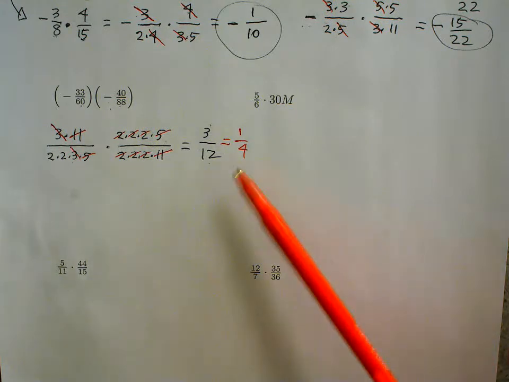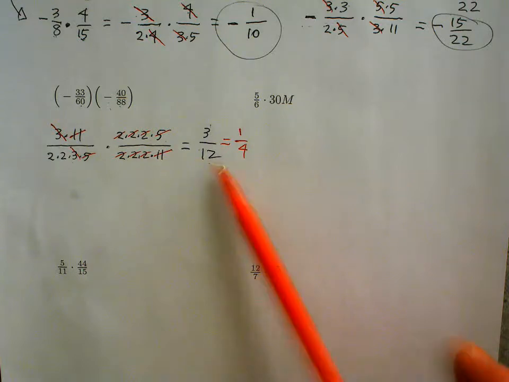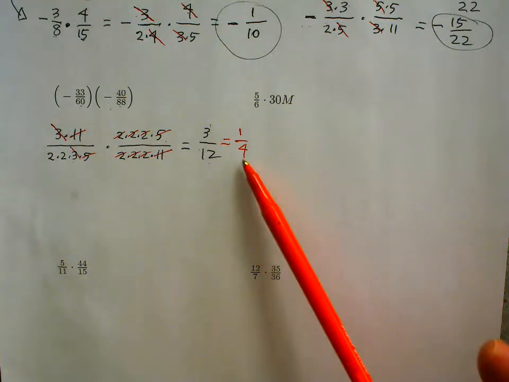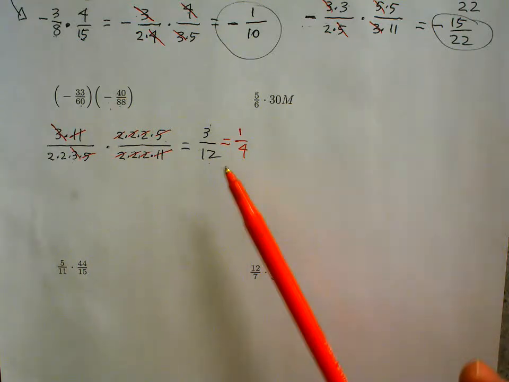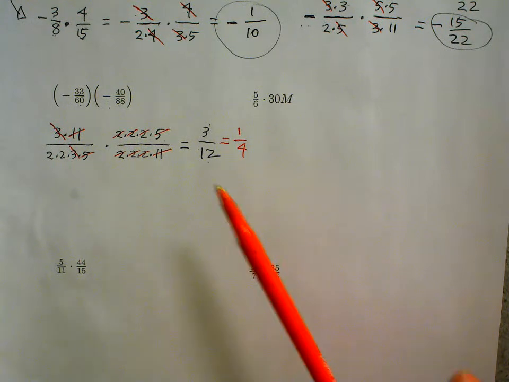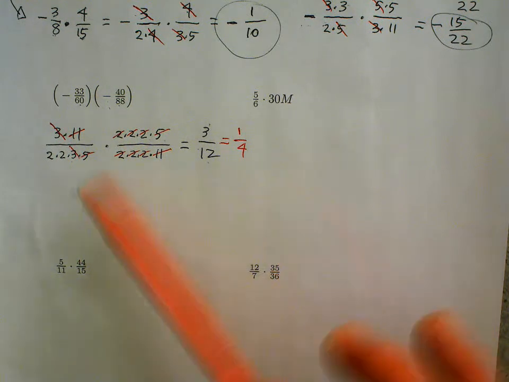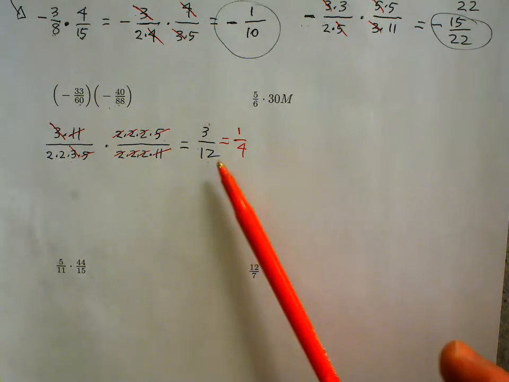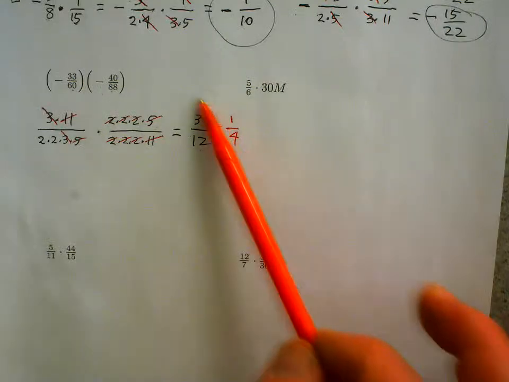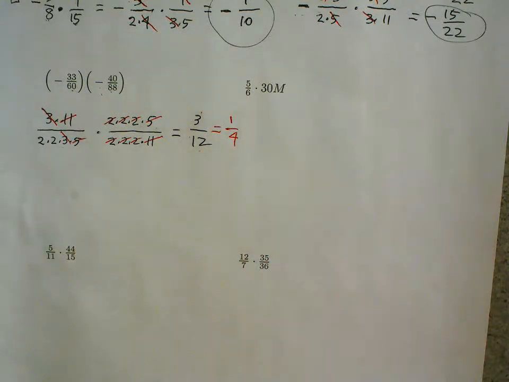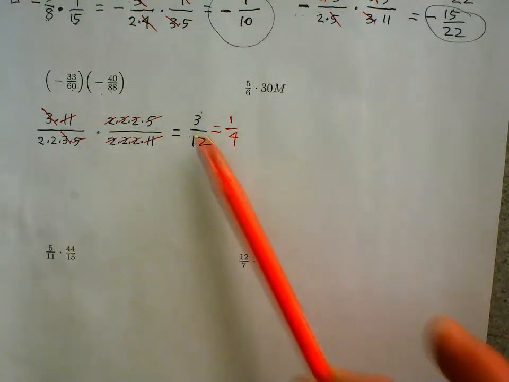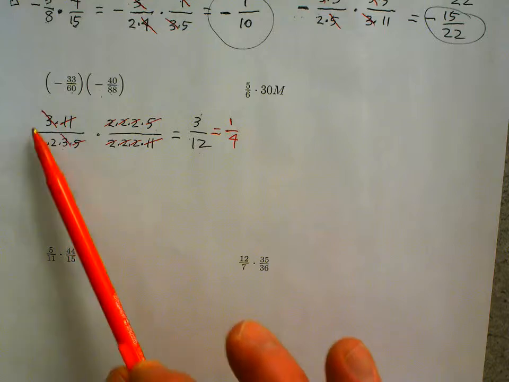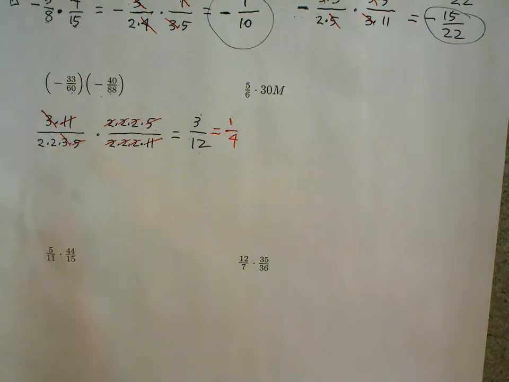So if you are as slow as I am, then you'll notice that I was able to catch my errors or my incompleteness. I didn't verbally ask myself, but I did notice 3 over 12. Well, that's not in lowest terms. So I went back and looked to see that I had another cancellation.